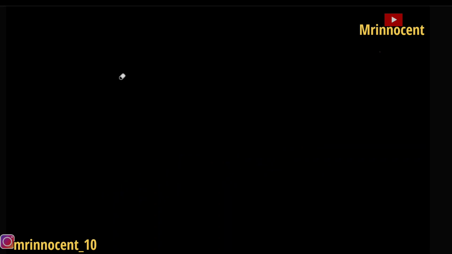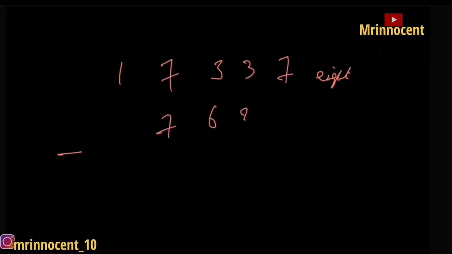Let's look at another example. We have 1, 7, 3, 3, 7 base 8 minus 7, 6, 2, 6 all in base 8.